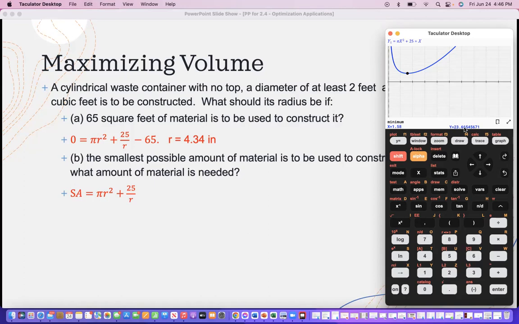67 square feet. And I'm sorry, this should be in feet. I have inches up here, but that needs to be feet. So we want to correct that. Sorry, somehow I switched from feet to inches. That's not what we wanted to do there. But 1.58 feet then is the answer for the second part of the radius, which will give me the smallest amount of material.